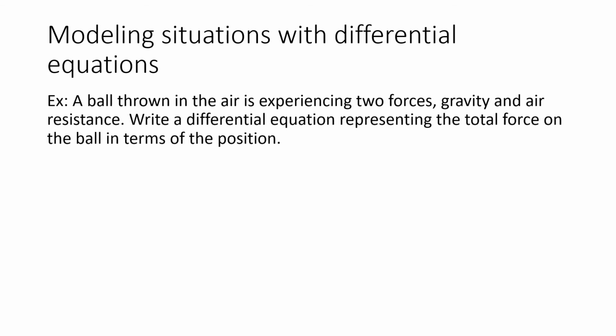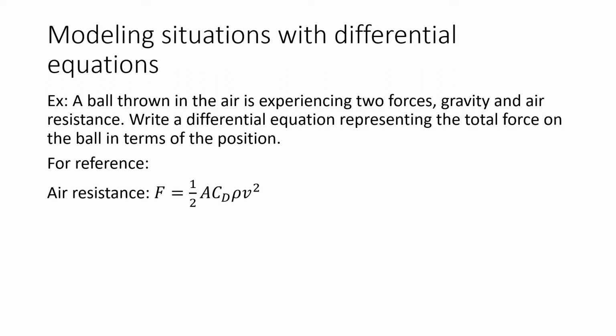All right, next, we're gonna have a physics application. A ball thrown in the air is experiencing two forces, gravity and air resistance. Write a differential equation representing the total force on the ball in terms of the position, and specifically the position function. So for reference, air resistance is 1/2 capital A times C sub D times rho times velocity squared.